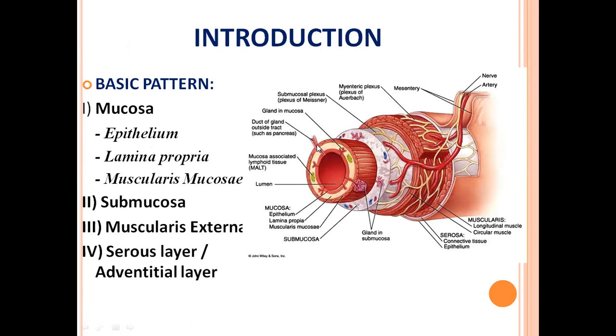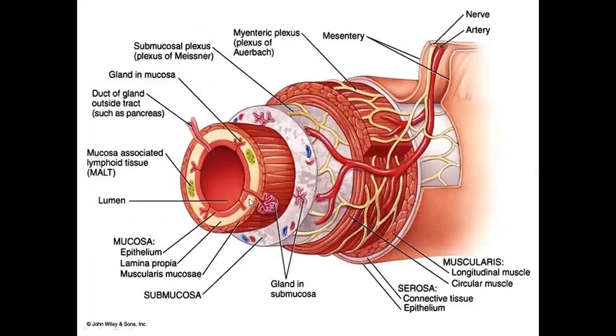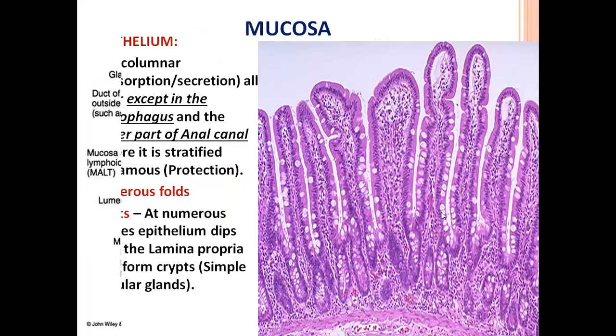The mucosa has further layers. This is the lining epithelium. Then we have lamina propria, muscularis mucosa. Below mucosa, we have submucosa. Then this is muscularis externa, where we have an inner circular and outer longitudinal layer. The outermost protective covering is serosa. But in some parts, like the esophagus, we don't have a peritoneal covering, and instead of serosa we have what is called the adventitial layer. Okay, so this is the basic layout: mucosa, submucosa, muscular layer, and serosa.